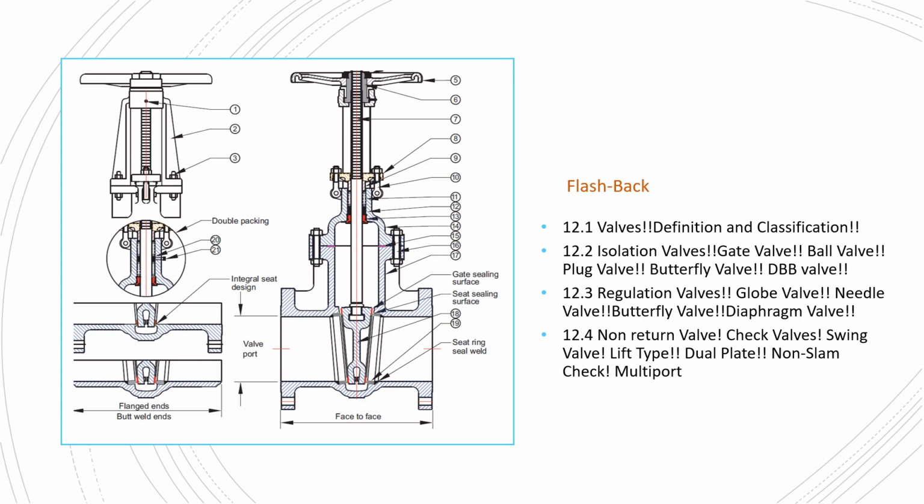Before proceeding further, let us go back to our previous videos where we have covered these four topics. In the first part, we discussed what valves are and what the various definitions and classifications are. Then under isolation valves, we covered gate valves, ball valves, plug, butterfly and ABB type. Then under regulation type, again we discussed various types of regulation valves: globe, needle, butterfly, diaphragm valves. Then under non-return valves, we discussed check valves: swing type, lift type, dual plate, non-slam and multi-port type check valves. So now let us start with our main agenda, that is API 600, that is designed for gate valves.